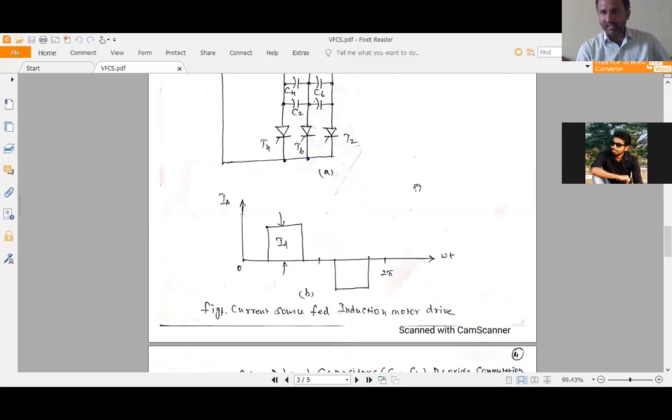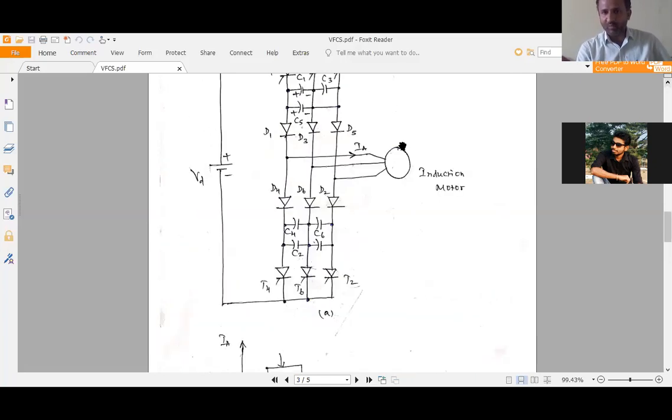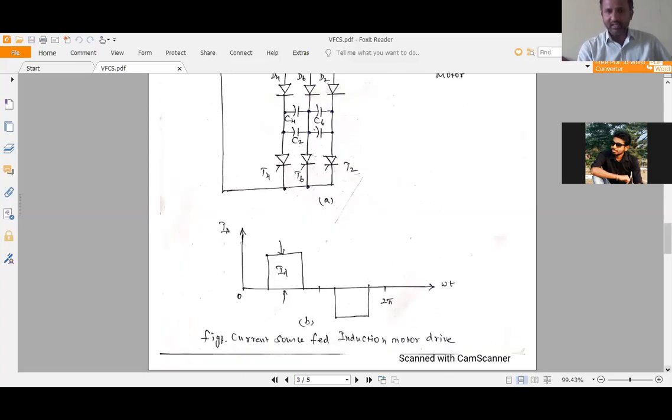So this is the circuit diagram for the current source fed induction motor, where the induction motor is fed by the current source inverter. Here the voltage source is converted into current source. The input is the voltage source, which is converted into current source and given to the input of the induction motor. By using this current source we can control the speed of the induction motor. As I already said, the thyristors, capacitors and diodes are used to construct the current source inverter.